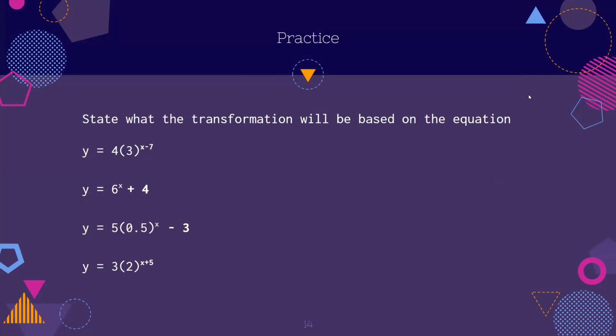Let's go ahead and practice these different transformations that we just discussed. Here you're given 4 different equations, so go ahead and pause the video now to state which of the transformations will be applied to the equations. Okay, let's go ahead and see the answers.